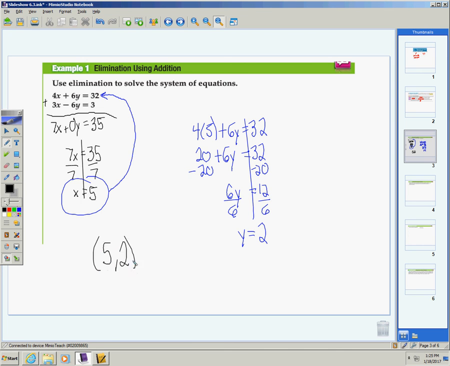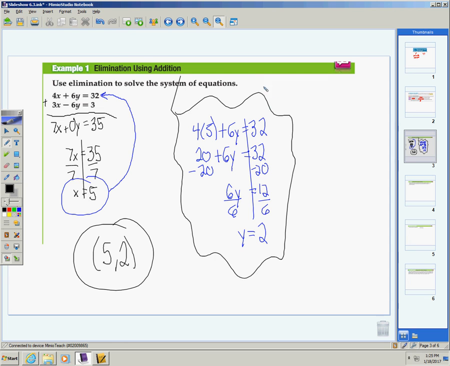So notice, everything I did over here was exactly the same as substitution. The only part that was new was finding these opposite coefficients, which we found so that the variable would cancel out when we added the equations together. Then we solved for our variable that was left. After that, we plugged it back in, just like in substitution.